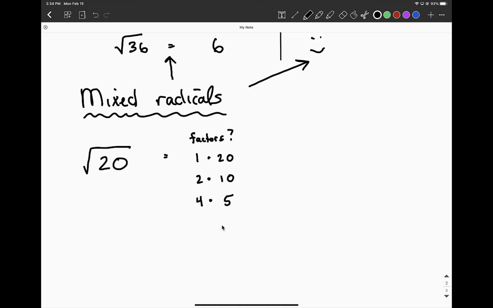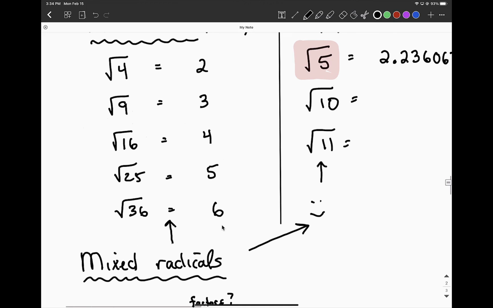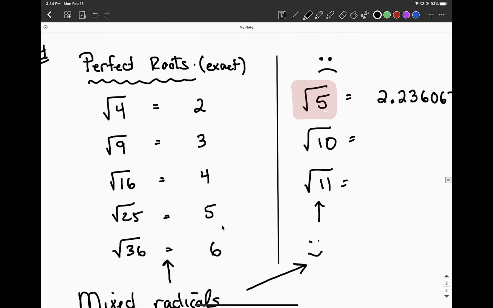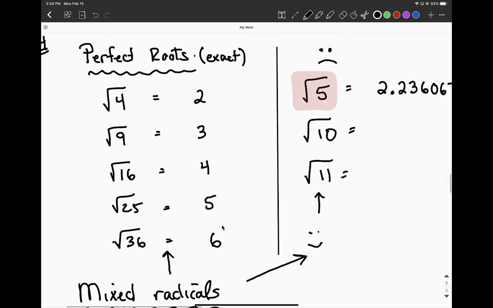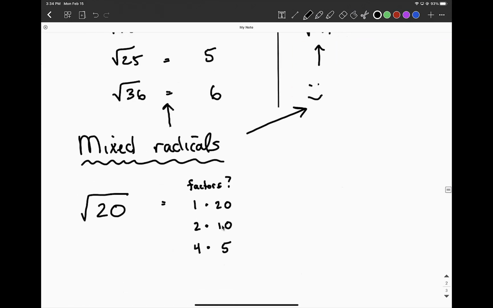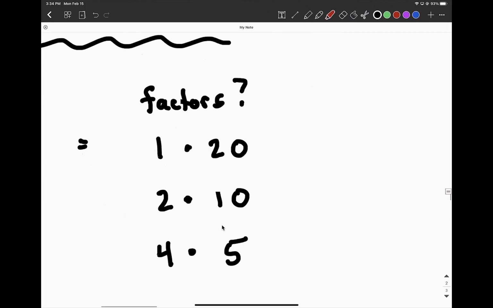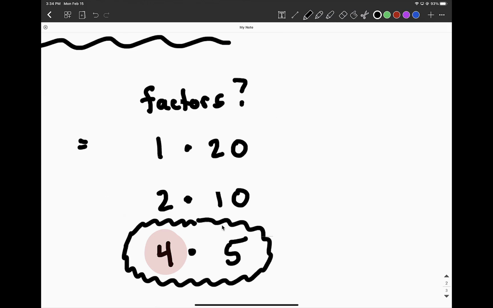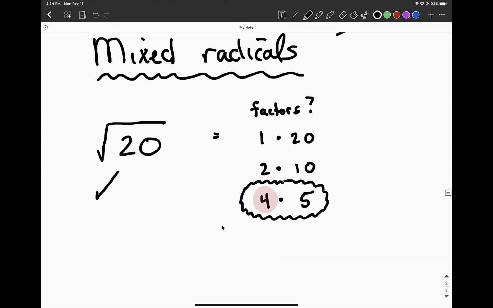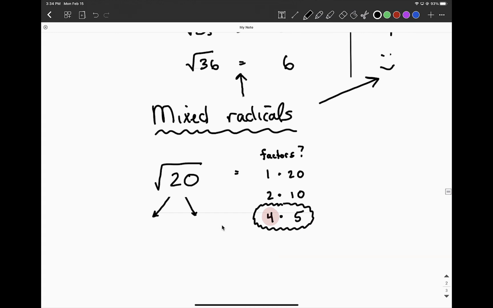Now, are any of those factors in the perfect list? The perfect root list? And the only one I see is 4. This is the best way to factor 20. So what we're going to be doing is saying, well, 20 is a blend. It's mixing the perfect radical and a terrible irrational radical. That's where root 20 is coming from.